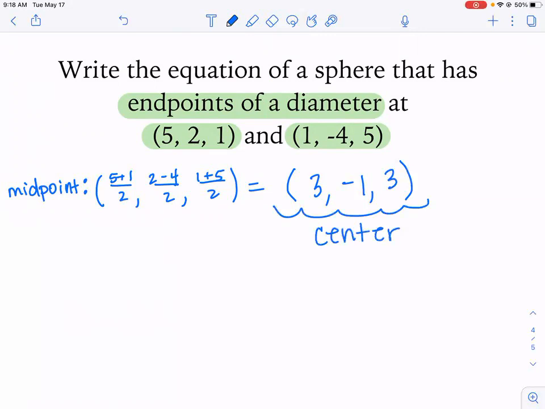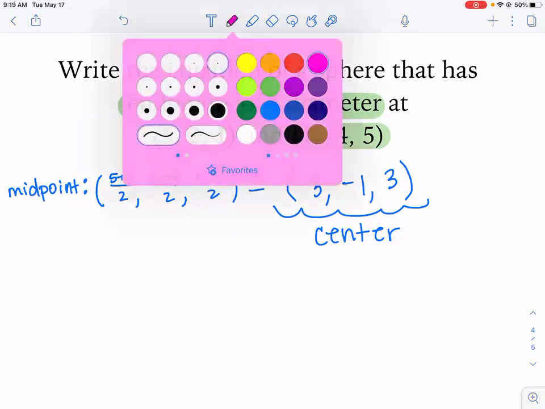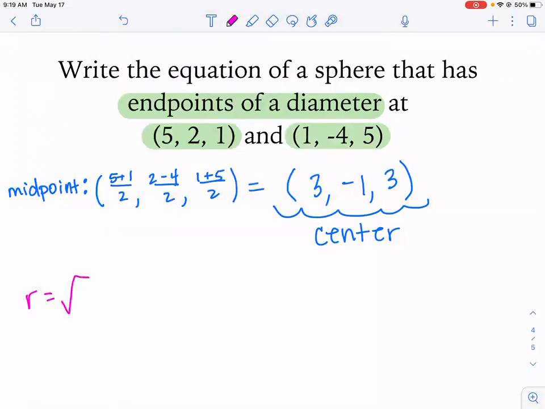Okay, we need that to write the equation of our sphere, so that's good, but we also need the radius. We can do one of two things. We can find the distance between the two endpoints and cut it in half. Feel like that's extra work. Or we can find the distance between our center and one of the endpoints. Nate, I'll let you pick. Which endpoint do you want to use? The first one or the second one? Second one sounds great. So our radius is the distance between the second one and the center.